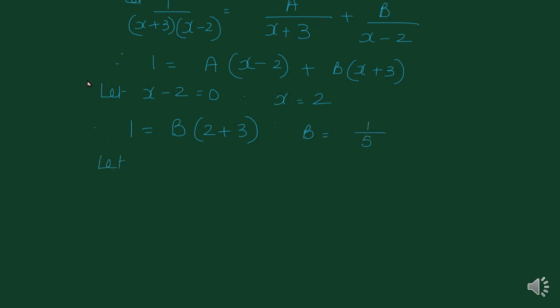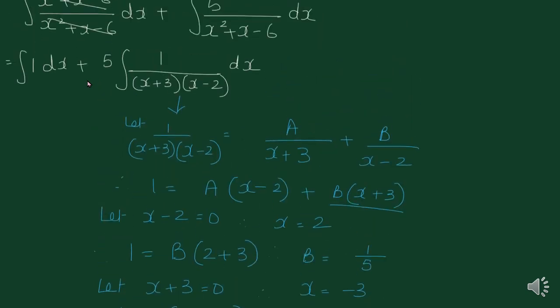Similarly, the next step we write let x + 3 = 0, and therefore x = −3. When we substitute, the b term gets cancelled, as −3 + 3 becomes 0 for the b term. And the a term we get this way, that is a(−3 − 2), which means a turns out as −1/5.